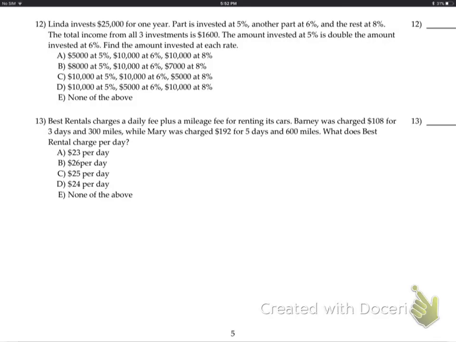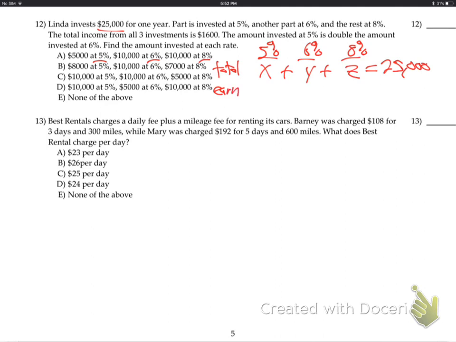So number 12, Linda invests 25,000. Okay, so it's another one of these investment problems. On these investment ones, what are our variables? Our variables are the amount at 5%, 6%, and 8%. So I'll put that right at the top: the amount at 5%, 6%, and 8%. Well, 25,000 is the total. So you always have the total invested. So that'll just be x plus y plus z is 25,000.